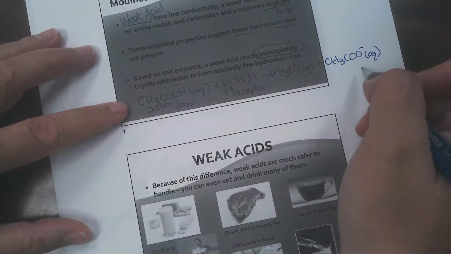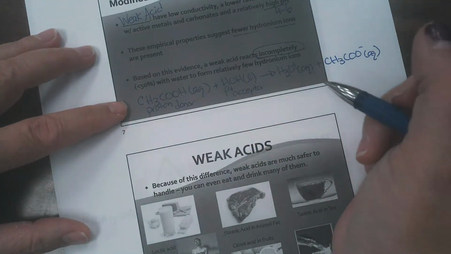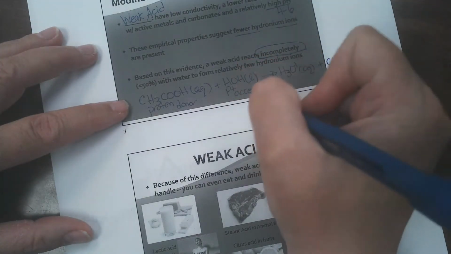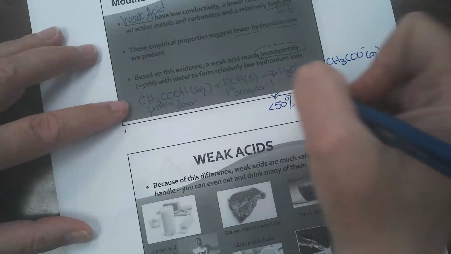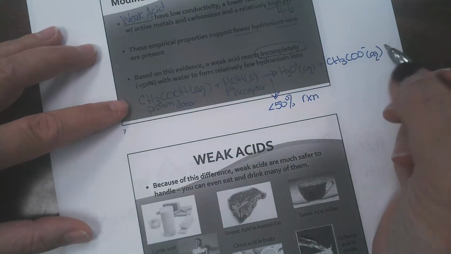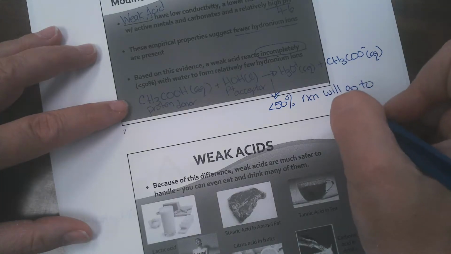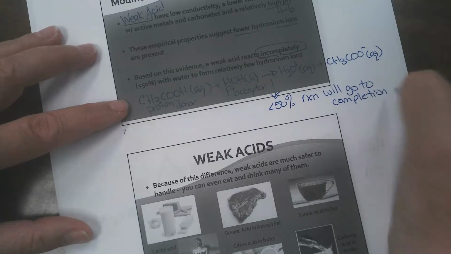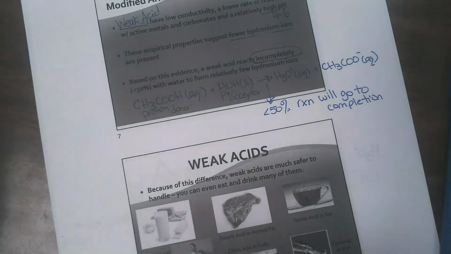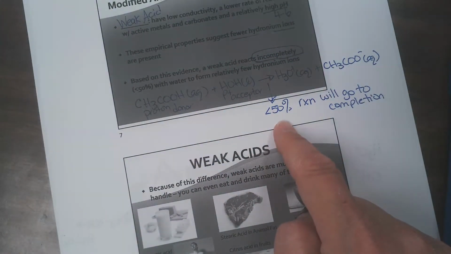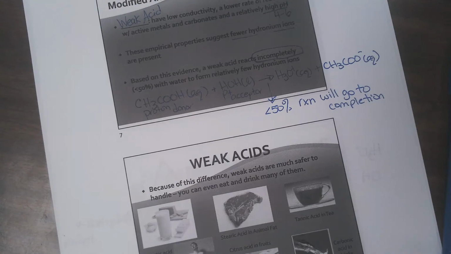But less than 50% of this reaction, RXN stands for reaction, will go to completion. What that means is that it's going to go from acetic acid to acetate, to acetic acid to acetate, back and forth and back and forth. Only less than 50% will go to acetate and stay as acetate.